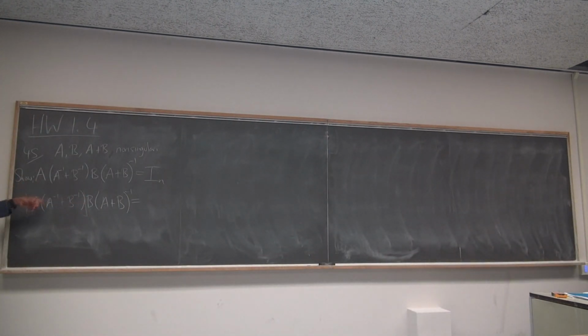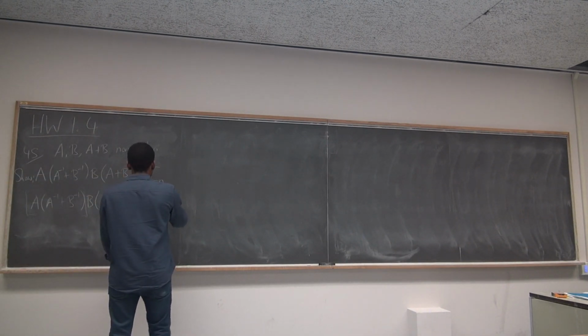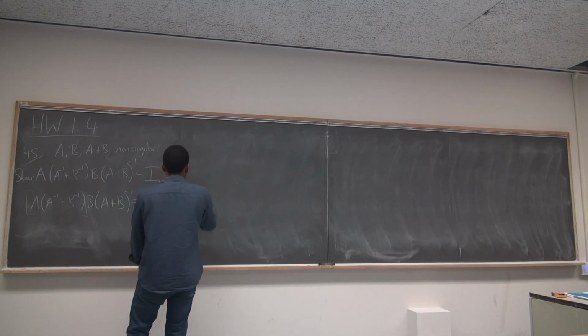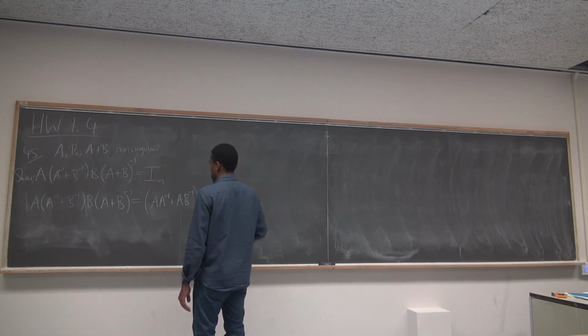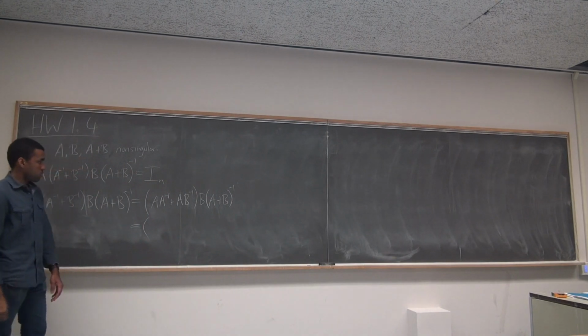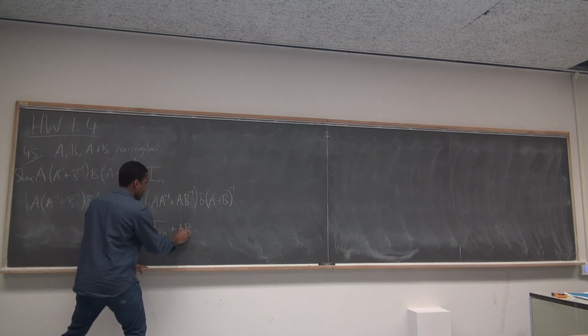The rule says matrix products distribute. Of course, you have to respect the order. If the A is on the left multiplying in, you have to keep the A on the left once it's inside. So this is actually (A A inverse plus A B inverse) times B times (A plus B) inverse. And A A inverse is just the identity by definition.